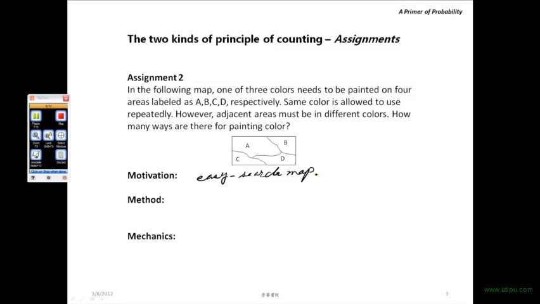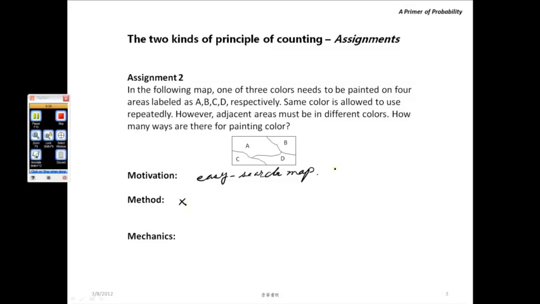Since areas A, B, C, D need to be painted one by one, we can conclude that the multiplication method should apply. Can we further determine how many ways of painting each area is involved in?